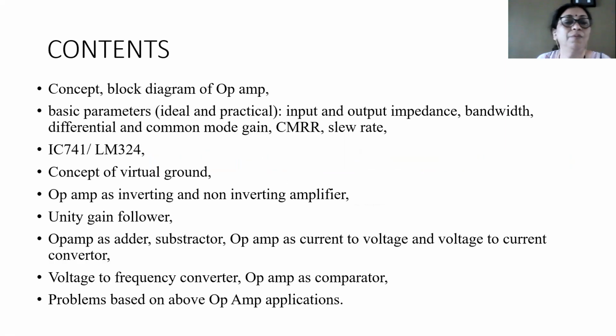This chapter consists of these points: concept of operational amplifier, its block diagram, definition of basic parameters, IC 741, LM324, concept of virtual ground, opamp as inverting and non-inverting amplifier, unity gain follower, adder, subtractor, current to voltage, voltage to current converter, voltage to frequency converter, comparator, and problems based on these applications. So that is what we are going to study in this chapter.